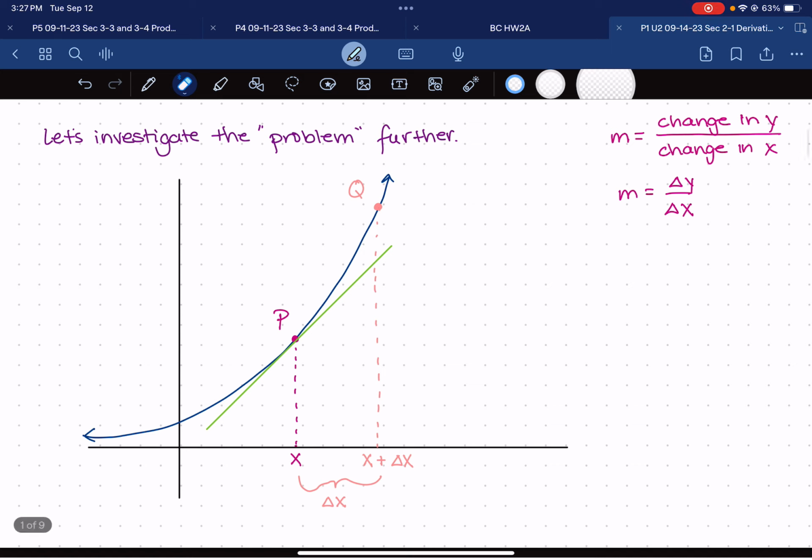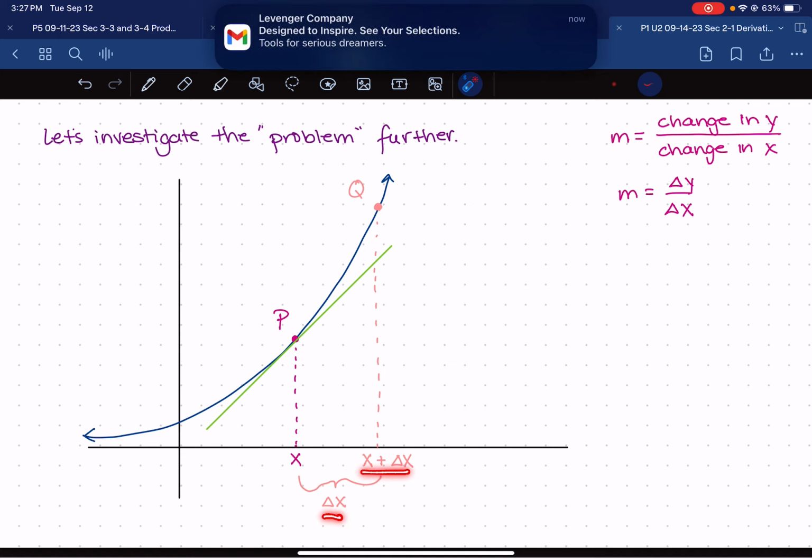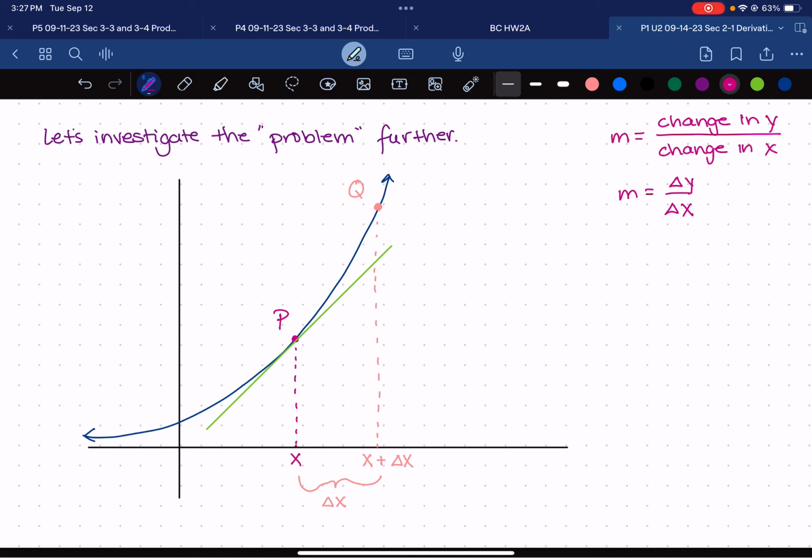So if I add delta units to x, then this would be x plus delta x. So I've got these 2 points, and now that I have 2 points, I can actually find the slope of the secant line instead. And so let's see if I can get a line through points P and Q.